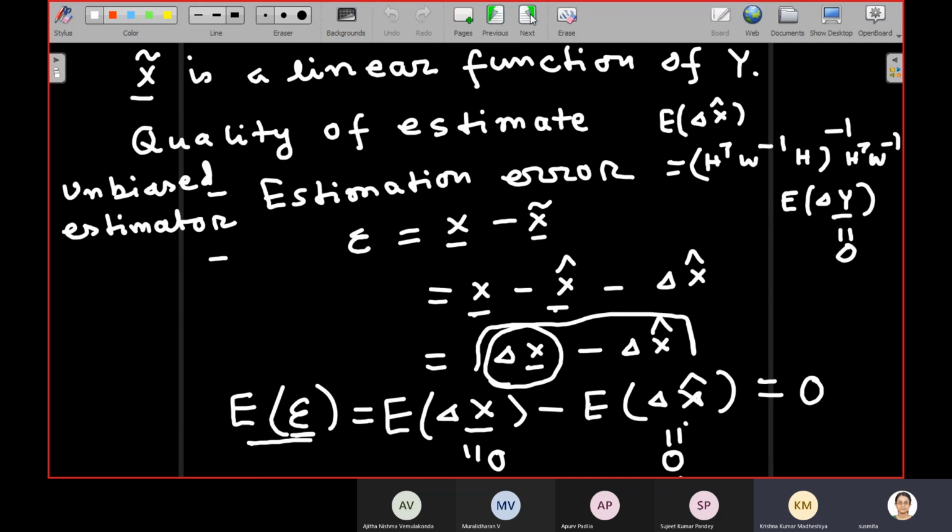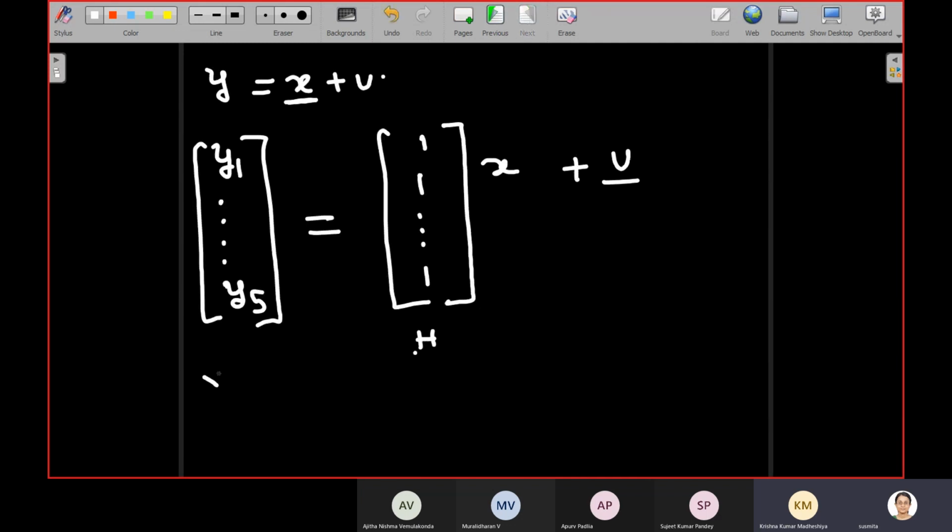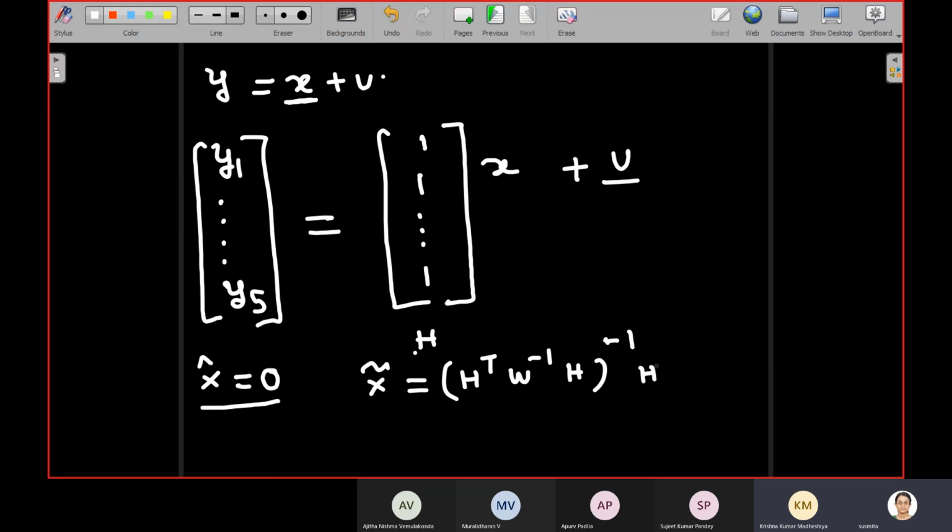Delta X. You can also take the initial guess X hat as 0. You don't know anything about it. The prior information also tells that 0, correct? 0 mean. So you take X hat as 0. Then X tilde will be just H transpose W inverse H whole inverse H transpose W inverse delta Y. Since X hat is 0, delta Y is nothing but Y.